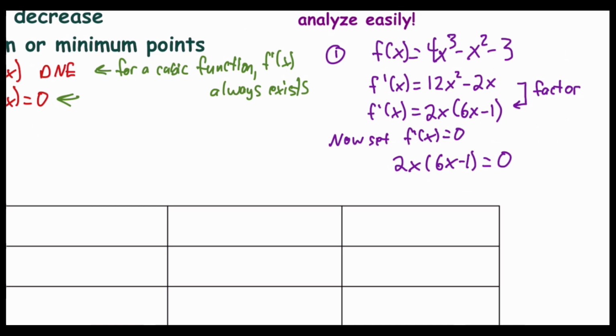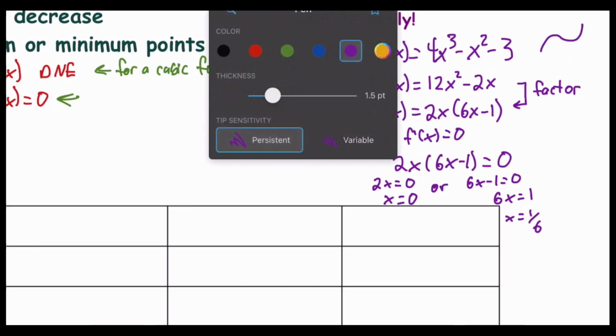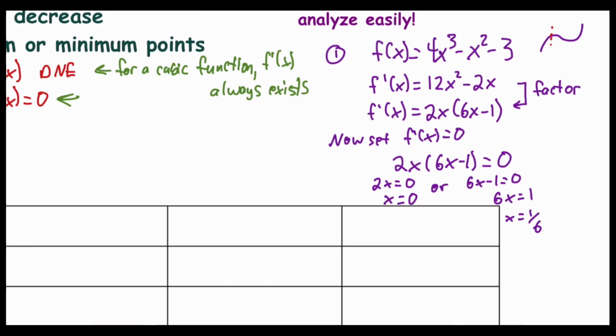So I can do my calculations here real quick. 2x equals 0 happens when x equals 0. Or 6x minus 1 equals 0, so 6x equals 1, x equals 1 over 6. If I'm thinking back to my original graph, these are the points that are going to break up my curve. These are the points that help define or punctuate what our intervals are going to be.